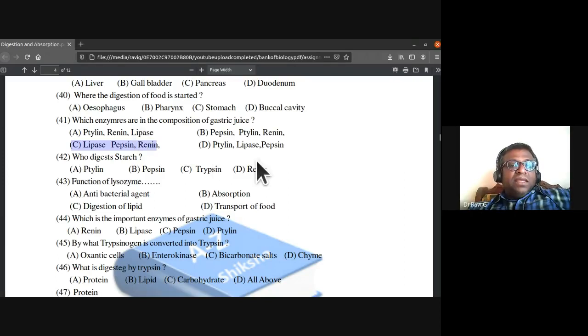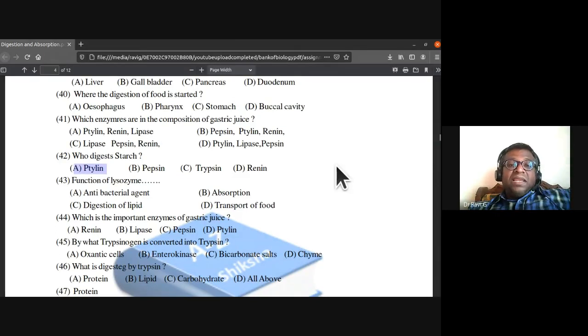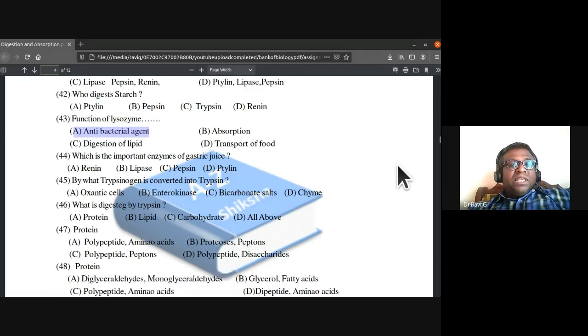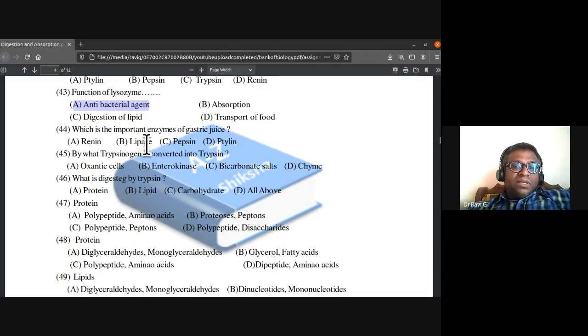42nd, which enzyme digests starch? Ptyalin or salivary amylase, and amylopsin or the pancreatic amylase. What is the function of lysozyme? Lysozyme is an antibacterial agent. Which are the important enzymes of gastric juice? Renin, lipase, pepsin, ptyalin. Ptyalin is not there. So there are renin, lipase, and pepsin.